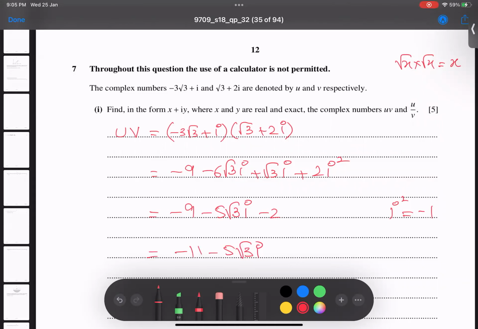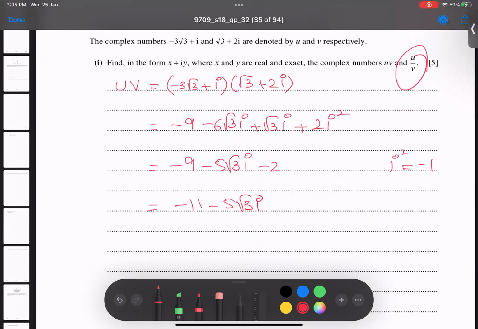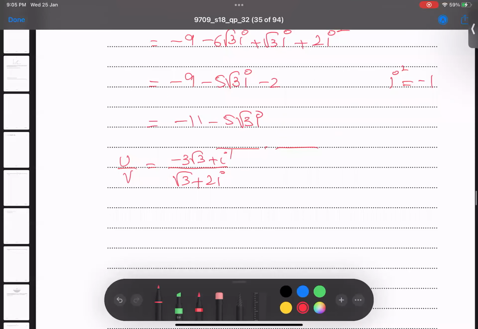Yes, okay. Next, let's talk about the next one, division. What is the division criteria? Simple division, the way we divide two complex numbers. So u over v is negative root 3 plus iota over root 3 plus 2 iota. And you know very well, when you want to divide, there is only one choice we have, and that is called rationalize. Rationalization means taking the conjugate of the denominator and multiplying up and down with that.